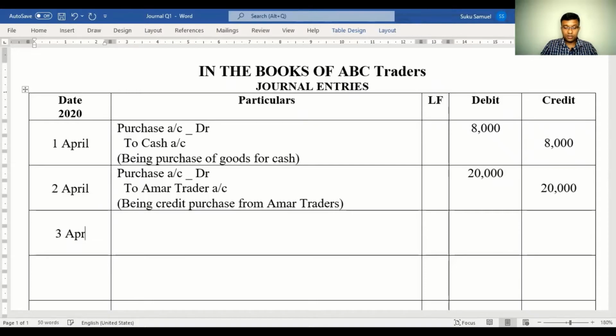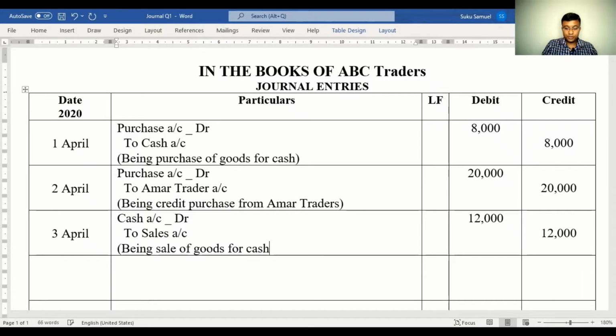Now let's move on to the third one, which is on 3rd of April. It says sold goods for cash. Now, when you sell goods for cash, cash would be coming into your business. And cash is real and goods would be going out. Now the goods which are going out are basically your raw material, which is represented using sales account. Sales account is again real, debit what comes in, credit what goes out. Let's write the narration for this, being sale of goods for cash.